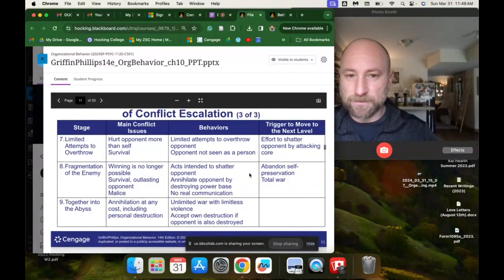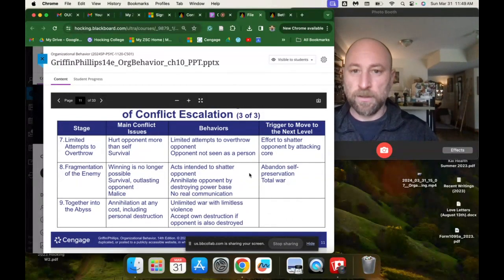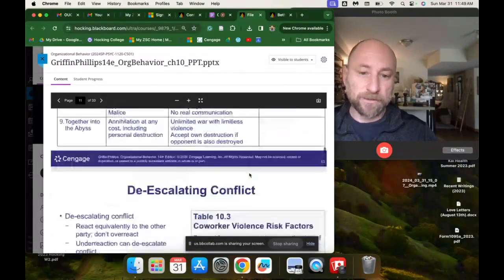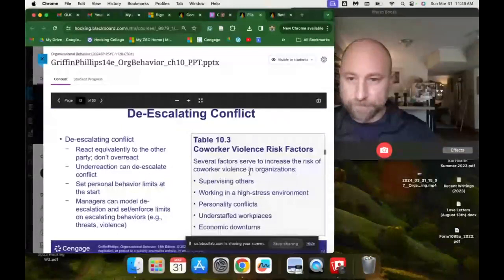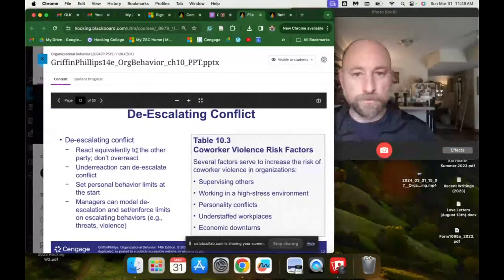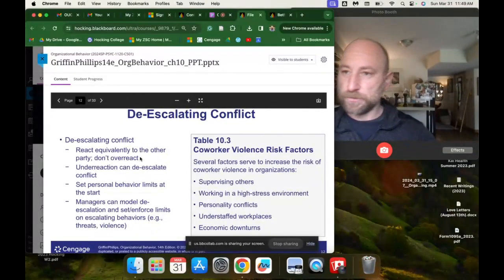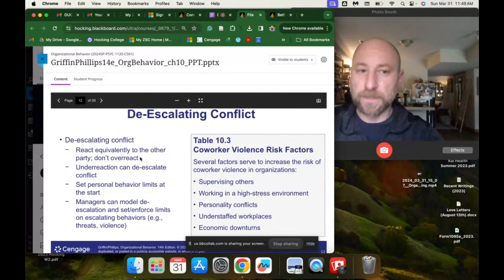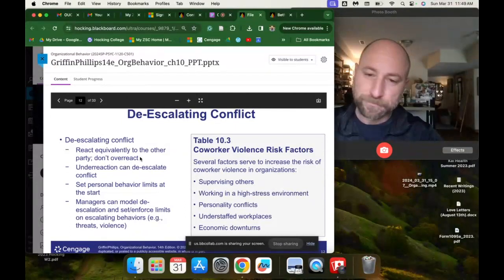So it is really useful to have a sense of this and to have a sense of how to not escalate things and how to de-escalate. Okay. So what do we do to de-escalate conflict? Well, we can react equivalently to the other person. Don't overreact. So that's the most important thing, is don't escalate it. Don't do the next thing.